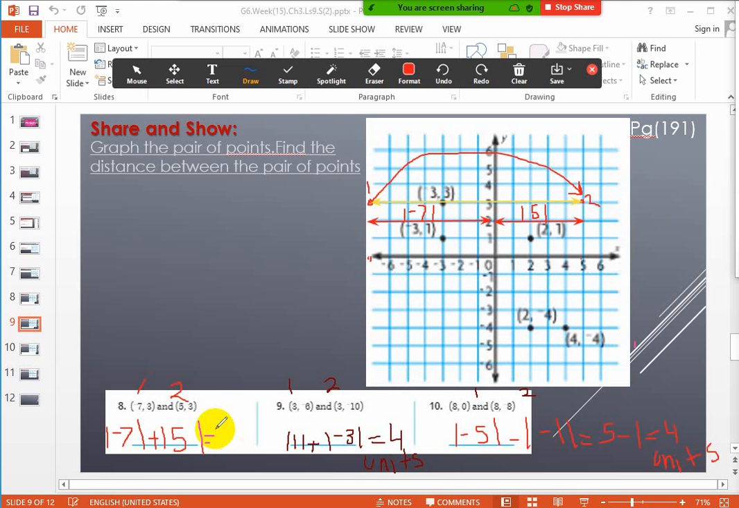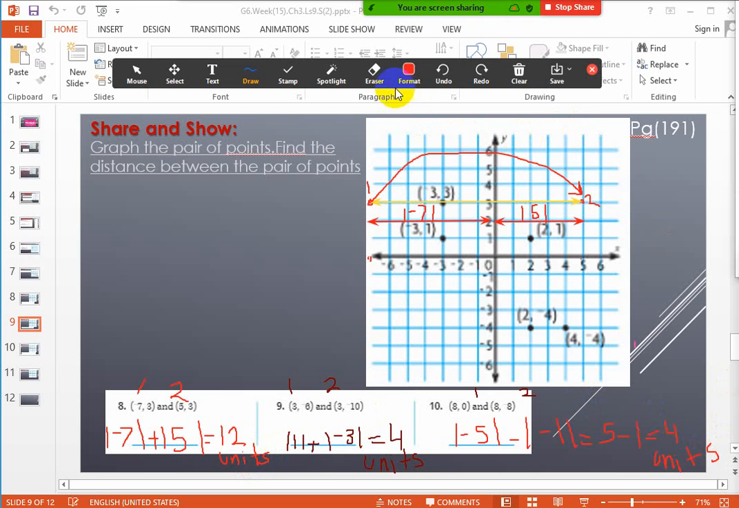Put 7 in your mind and count 5. It will be very good. 12 units. This is the distance between the 2 points. Thank you, Jenna.